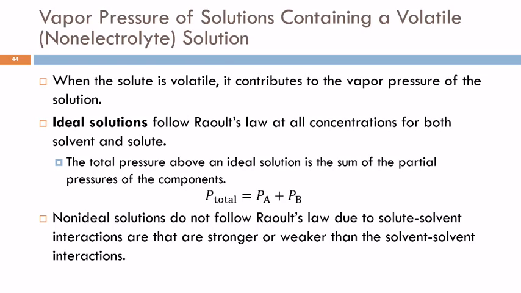A lot of solutions, though, are non-ideal. They don't follow Raoult's law at all concentrations, and that can be due to solute-solvent interactions that are either stronger or weaker than the solvent-solvent interactions. Depending on the relationship between the solute and the solvent, it can make things more volatile because they don't like each other and want to get out. Or it can make it less volatile because they do like each other and their interactions are strong, so they tend to stay in the solution.